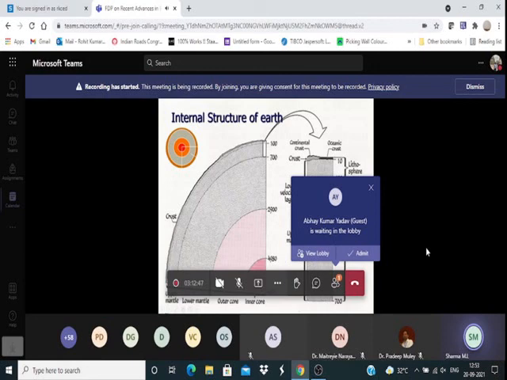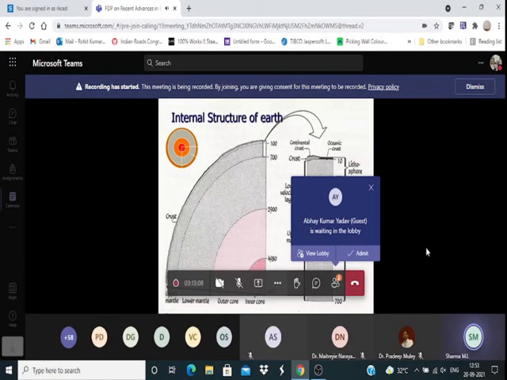And if you look at this 700 portion here, you will see that there is a low velocity zone between 100 and 250, and this low velocity zone is important from the point of view of plate tectonics.